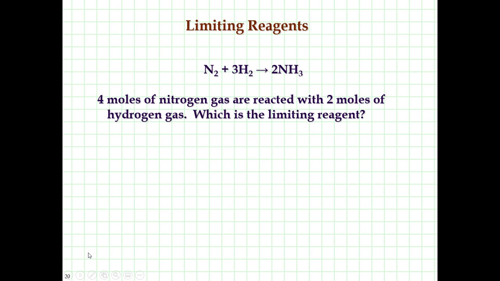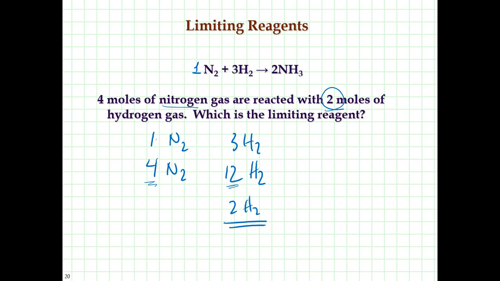How about this one? I've flipped the numbers. 4 moles of nitrogen gas, 2 moles of hydrogen gas. What's limiting? Well, again, we're going to look at our given ratio, 1 to 3. 1 nitrogen, 3 hydrogens. I've got 4 nitrogen. So I'm going to scale my 4 nitrogens up. 1 times 4 is 4. 3 times 4 is 12 hydrogens. To react all of my 4 nitrogens, I need 12 hydrogens. I've only got 2. This is not enough. This is my limiting. This is in excess.